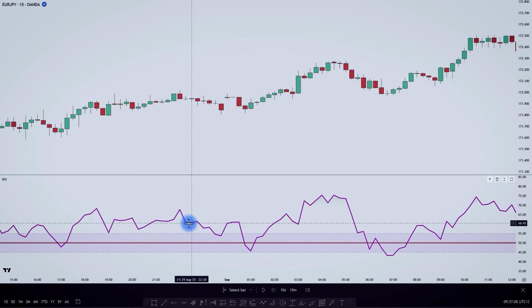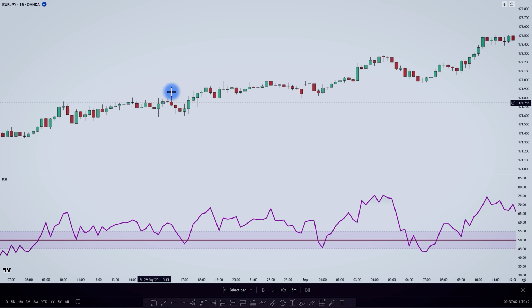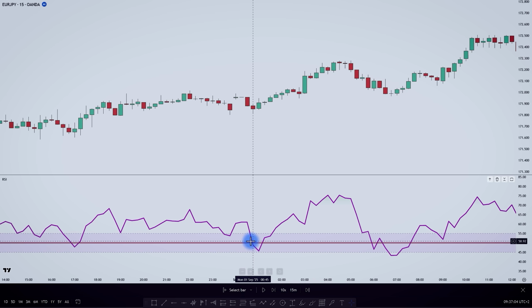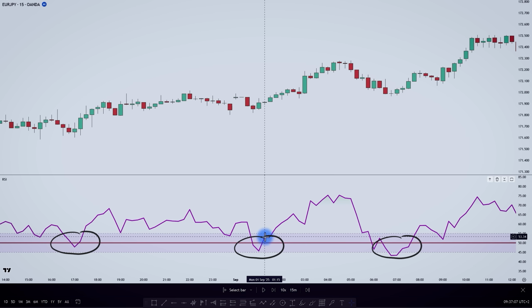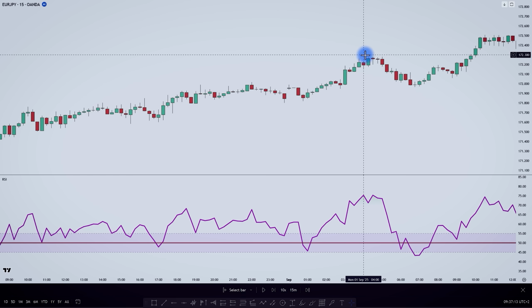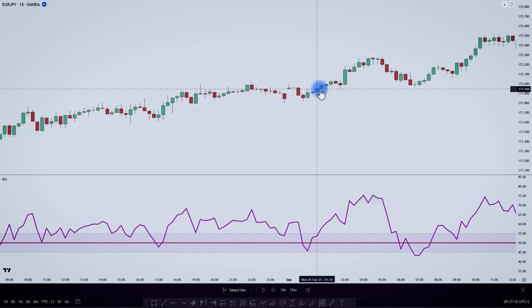Look at this trade. The market is trending up. RSI pulls back just a bit below 50, then crosses back above. Entry right there. Stop below the pullback low. Target at the previous high. That's a 3-to-1 winner using pure RSI strategy.